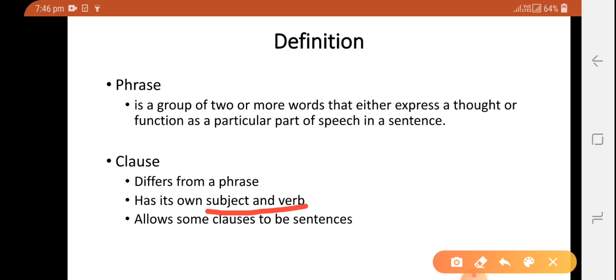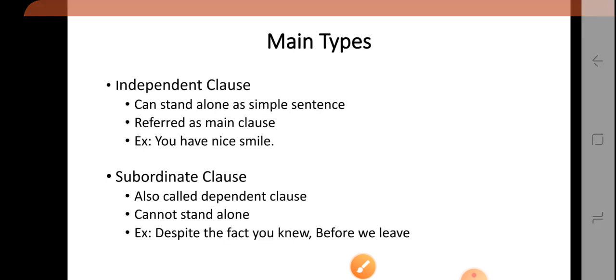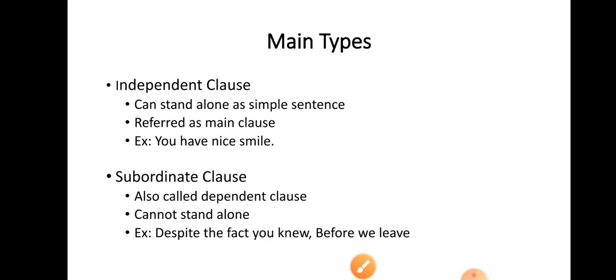And third point is, a clause can be a sentence. It allows some clauses to be a sentence, right? So we will see in detail more. Okay, so what are the types of clauses we have? One is called independent clause, the other one is subordinate clause. Independent clause can stand alone as a simple sentence.